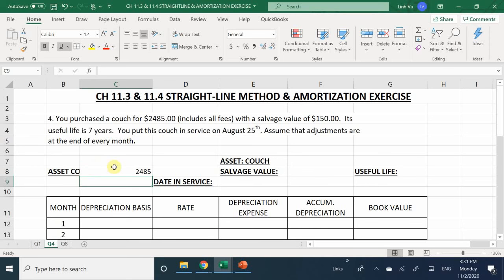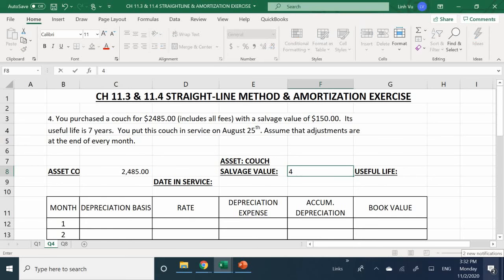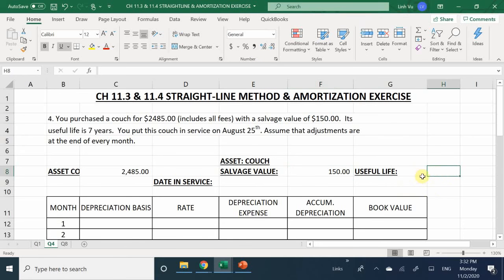$2,485. Good. And what's my salvage value? 150. Good. Okay. And my useful life? 7 years. Okay. And what's the date that I placed it into service?